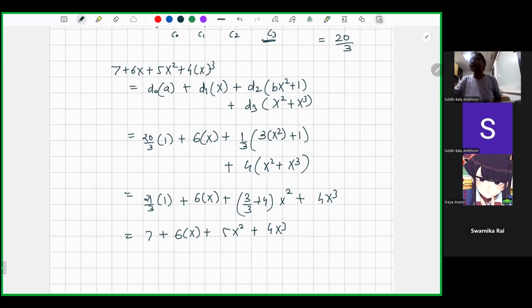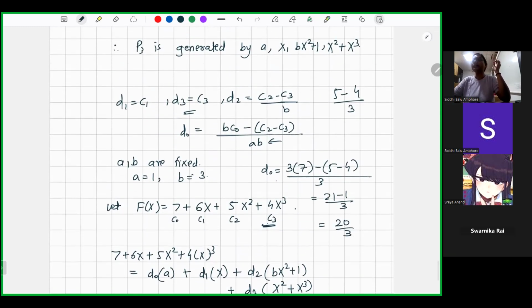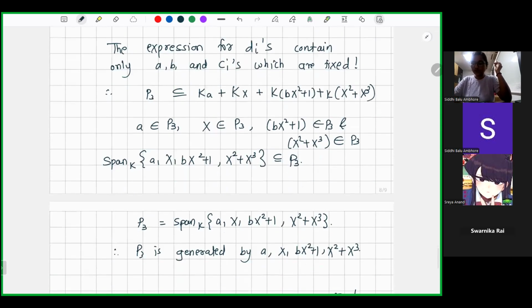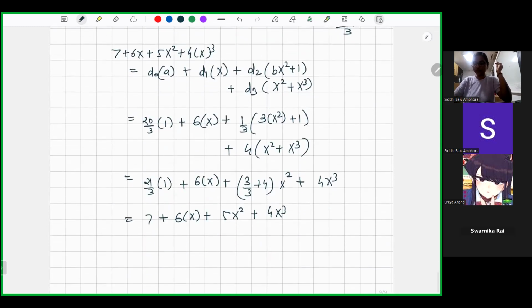Yes, ma'am. I hope you got what we did when we started with a general polynomial. Yes, ma'am, I understood the general expression. Yeah, exactly. If there are any other doubts, please let me know. If not, then we can just move to the next question. Yeah, okay, ma'am. Okay, sir. So let us start with the next question.